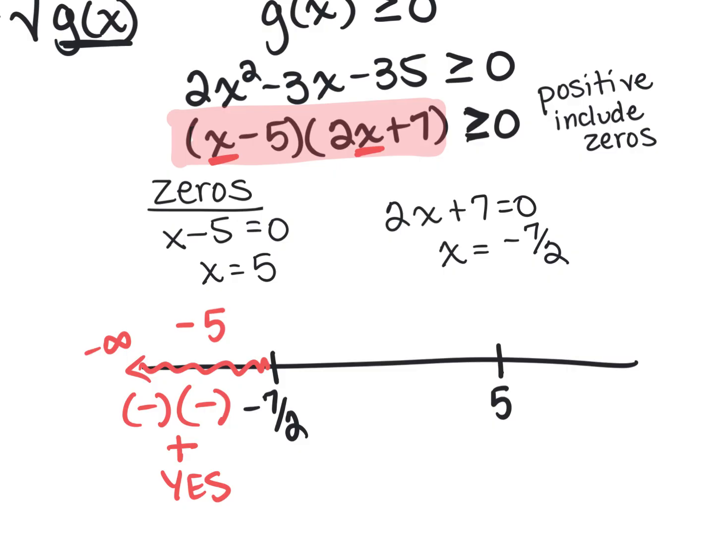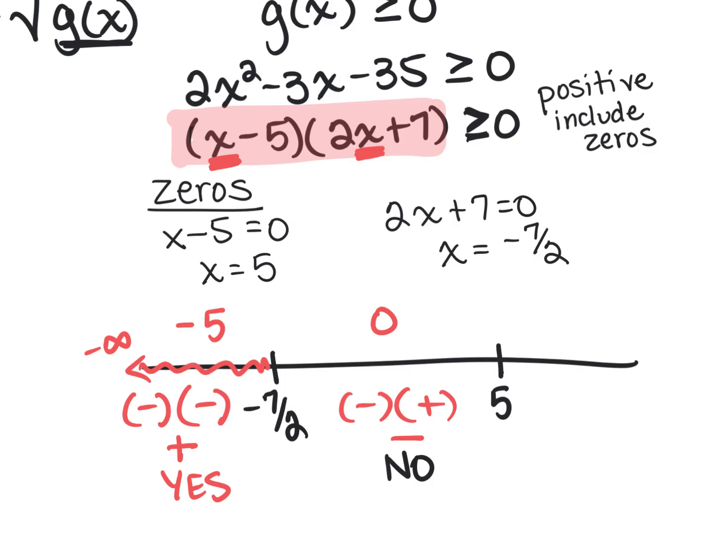All right, now if we're going between a negative and a positive, 0 is always a good one to use. And again, I'm plugging it in. 0 minus 5 would be a negative. 2 times 0 plus 7 would be a positive. So that whole section is negative. So we are looking for the positive numbers. So this one is a no. That one's not in our solution set or our domain in this case.